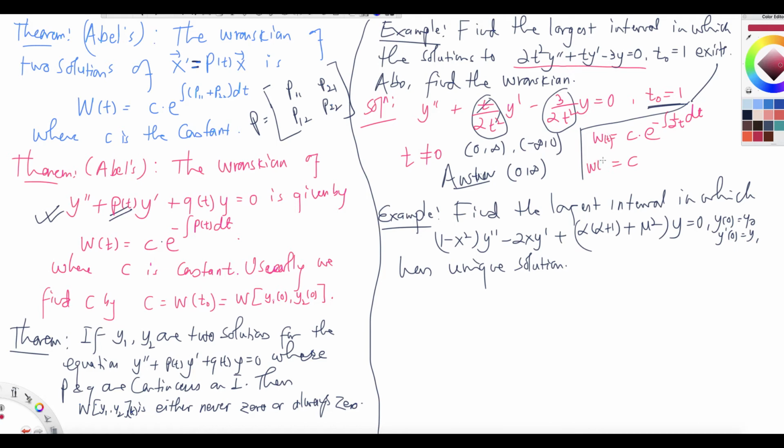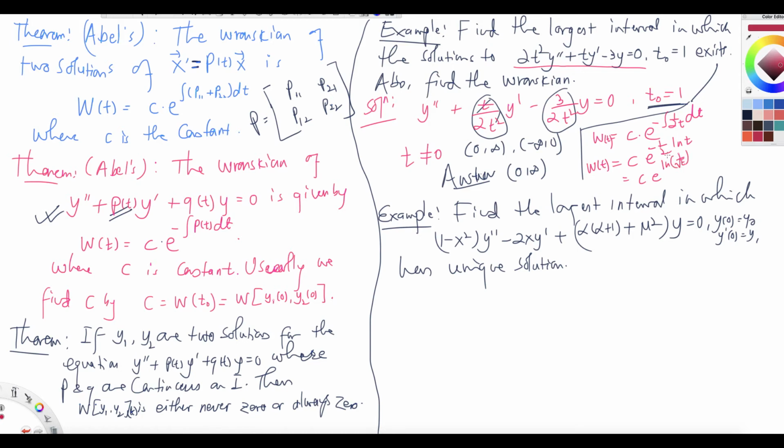So W(t) is c times e to the negative 1/2, and then the integral of 1 over t will be the natural log of t, right? So you don't need dt. So how can you write that? C e to the, you can write natural log of root t, right? To the negative 1. So how does that look? It looks like e to the natural log of 1 over root t.